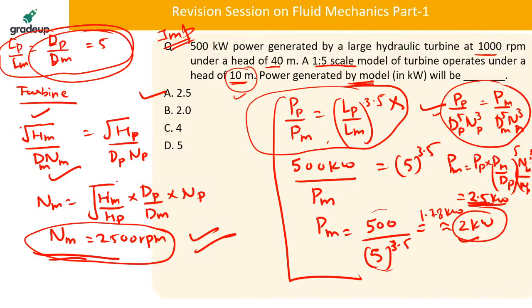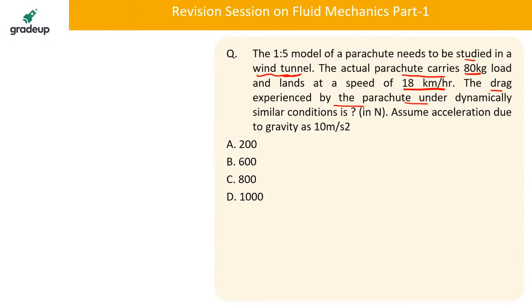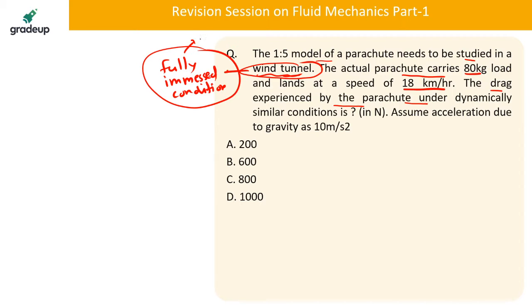Now, this question: a 1:5 model of a parachute in a wind tunnel. See, a wind tunnel comes under a fully immersed body. It is an application of the fully immersed condition. And in the fully immersed condition, you have to use the Reynolds model law.